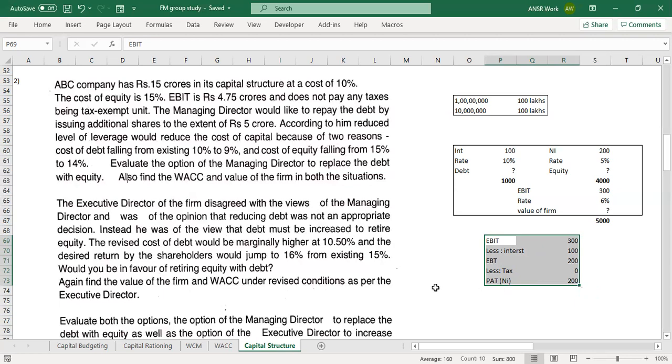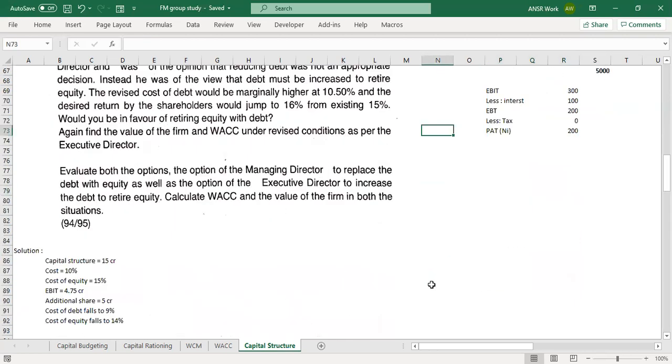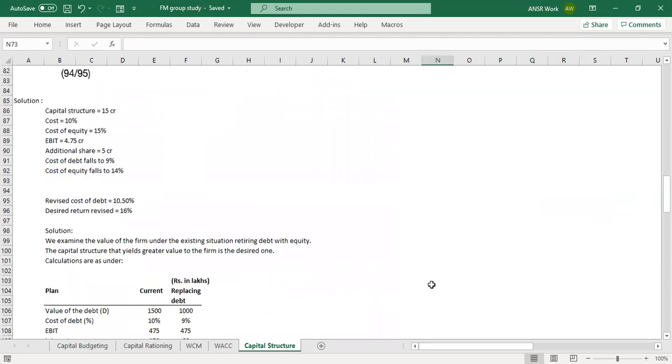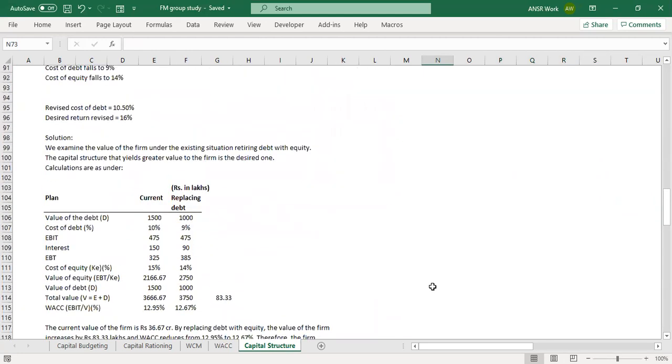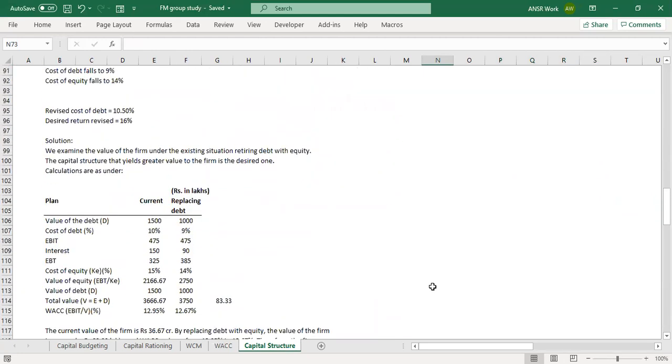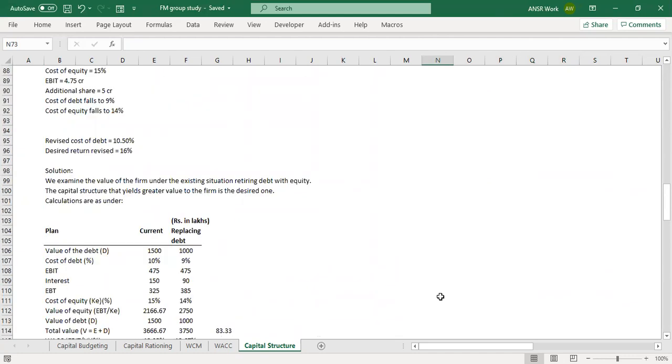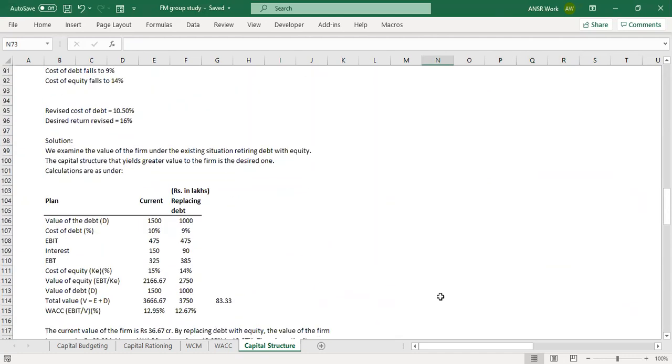Go from there. I got a very big value. How much? Dheeraj? 30 crores something. I got net income by 4.75 crore minus 10% of 15 crore and then divided by 15%.